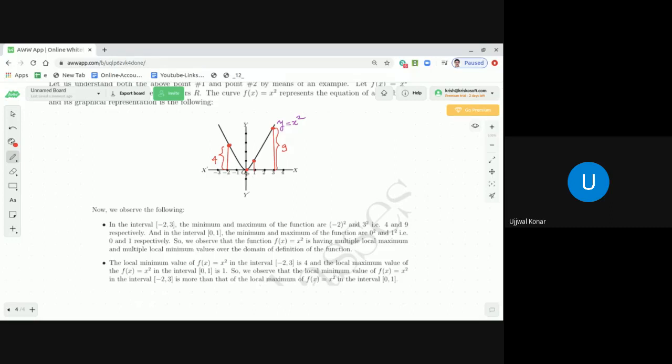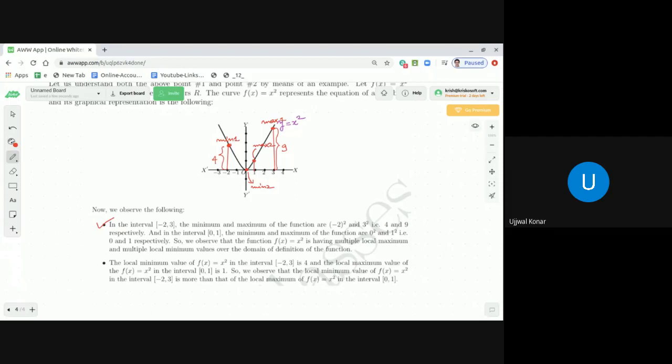Again, I say once more, in the interval -2 to 3, the minimum value is, suppose, min 1 and the maximum is max 1. Minimum and maximum both start with m. And here this point is min 2 and this point is max 2. So what it says is that we observe that the function f(x) = x² has multiple local maximum and multiple local minimum values over the domain of definition of the function.